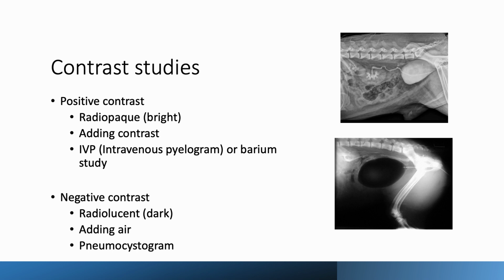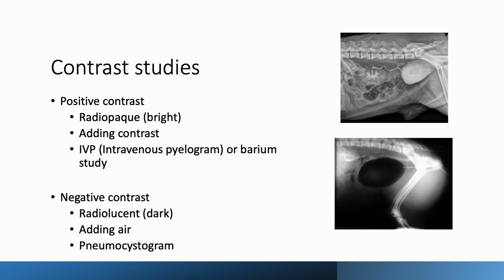If we are giving some form of positive contrast, it will appear radio opaque or bright on the film. This is us adding some type of contrast. The 2 main types we have are the IVP, the intravenous pyelogram, and I have a picture of that, the upper picture on the right, or a barium study.